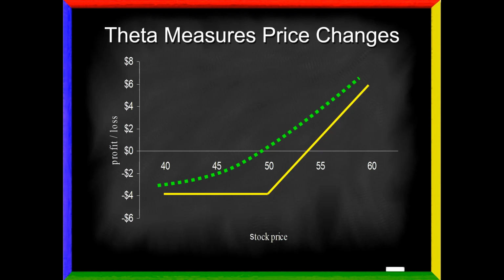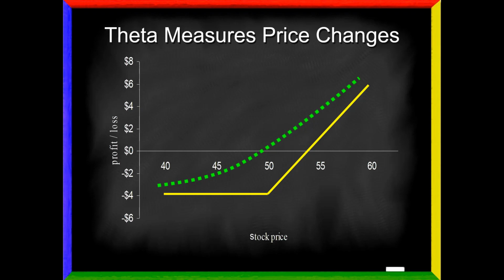But now let's say we've got maybe 30 days to expiration. We're going to be on this green curve. We work it exactly the same way. So if the stock is 55 today, what's my option worth? I find 55, trace a line up to the green line, and it says $4.